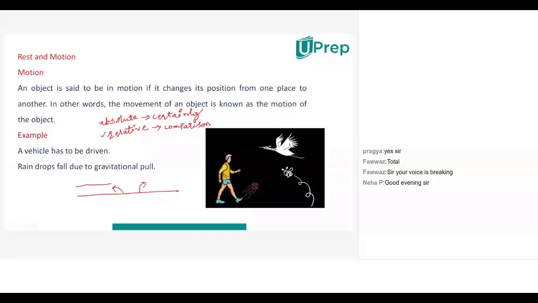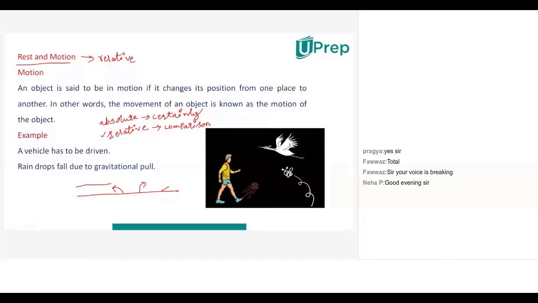So if you are in a position of comparison, then you say it is relative. So absolute means what? Certainly. If I say this line is longer, it must be longer only. It must not be shorter at any time. But rest and motion, are they relative or absolute? Just now I said rest and motion are not absolute. They are actually which type of physical quantities? Relative physical quantities. That means you can't absolutely say the object is in a state of rest or a state of motion.